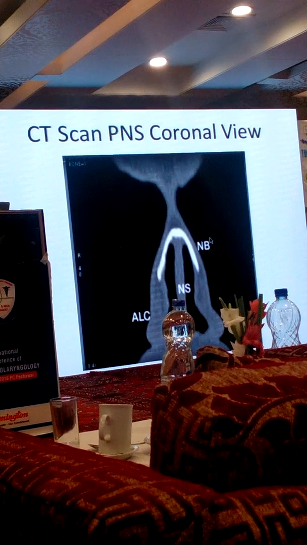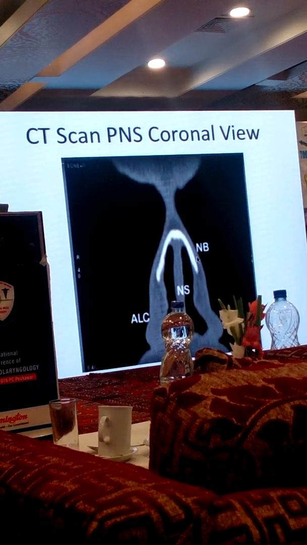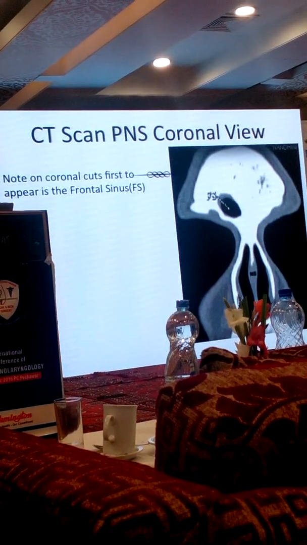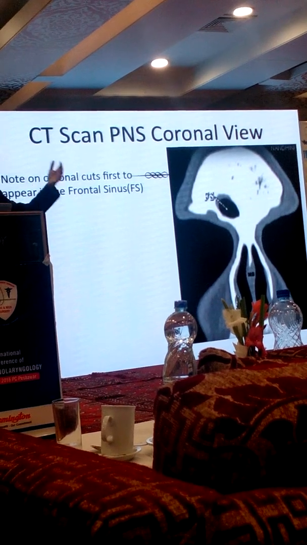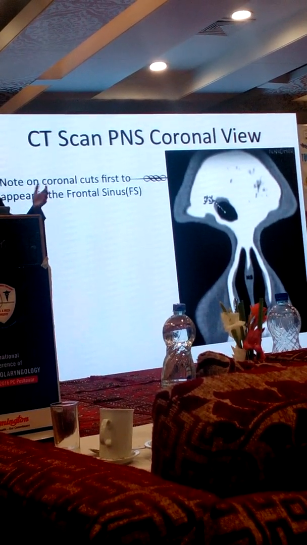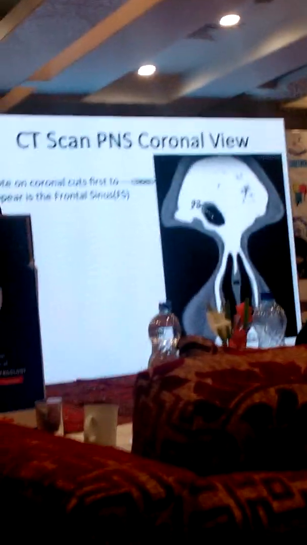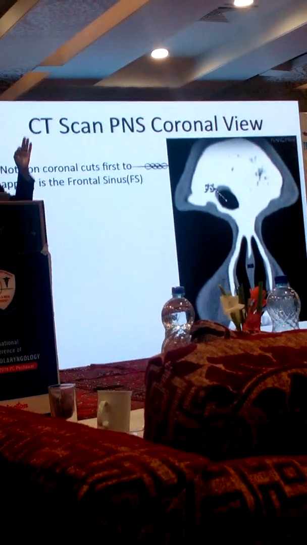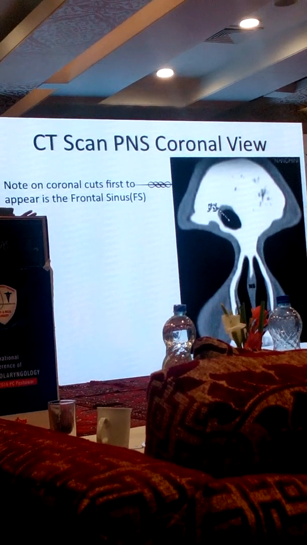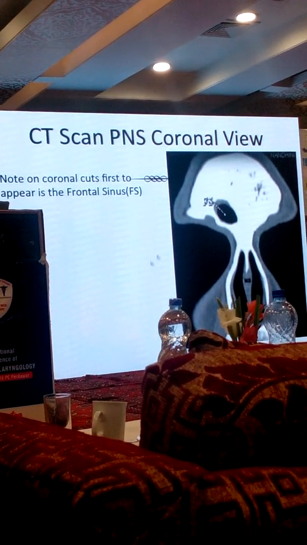So, in the first cut, there is nothing big. This is the nasal bone, the nasal septum. Now, this is not the second cut, there are 150, 200 cuts, I cannot go through all of that. One thing to note on the coronal section, going anterior to posterior, the first sinus that appears is the frontal sinus. Very clear, the frontal sinus.